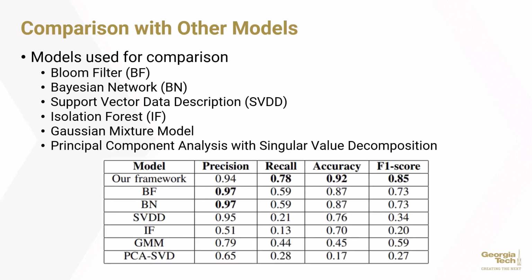unsupervised models. And so looking at the performance of the proposed framework versus those existing models, we see that the accuracy of this framework was higher than all of the other ones, and it also performed better in the F1 score and recall. And the only models that really were able to compare to it were the Bloom filter and the Bayesian network. And that's because the other models really aren't designed to handle this complicated of data.